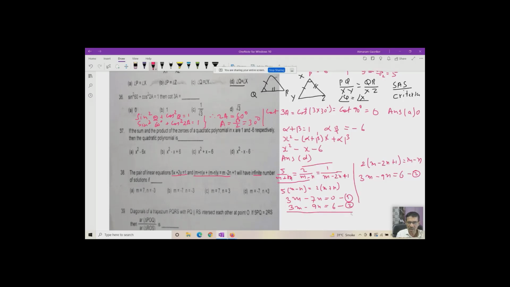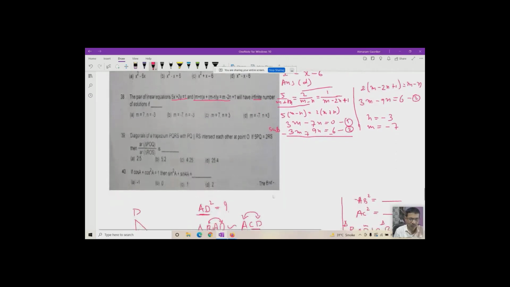You solve this just by subtraction. So this will be minus, this will be plus, this will be minus, and you will get n is equal to minus 3 and m is equal to minus 7. So you have to solve it. I have not completed the solving of this. You can complete it yourself.